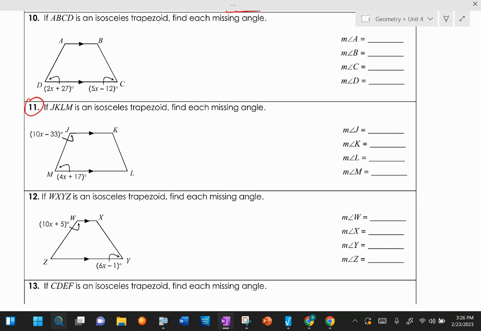Do you think that? Mentally. All right. Here is number 11.